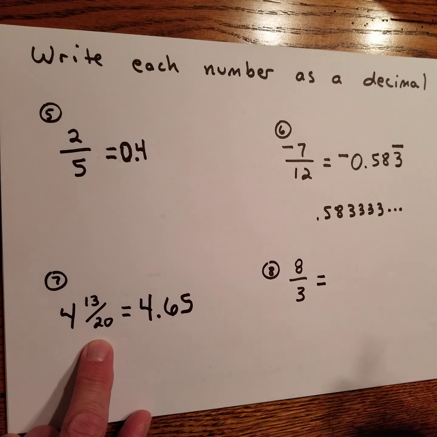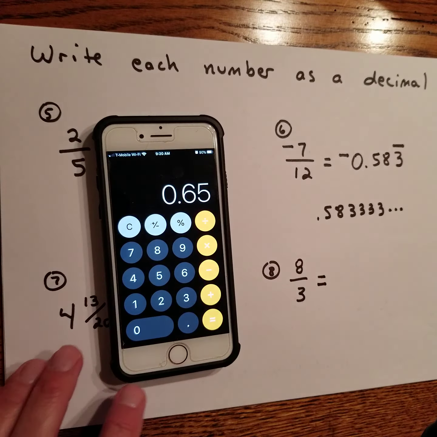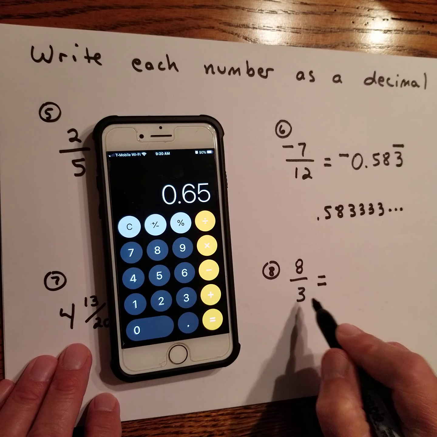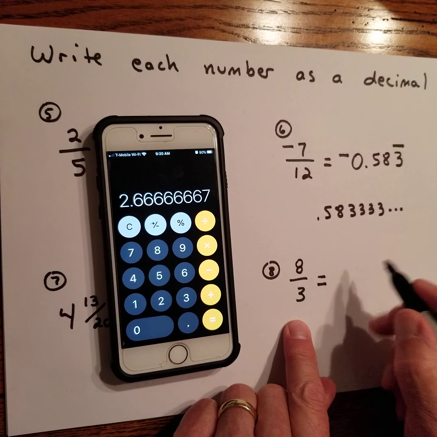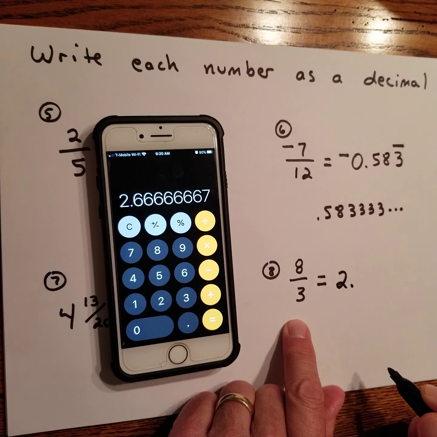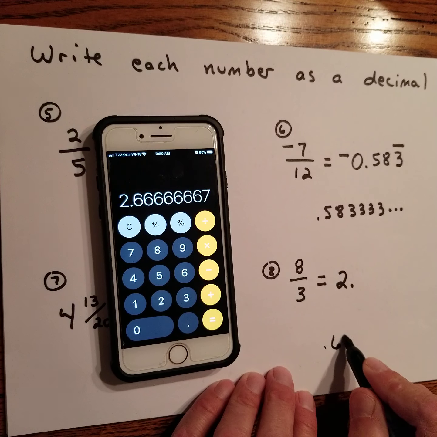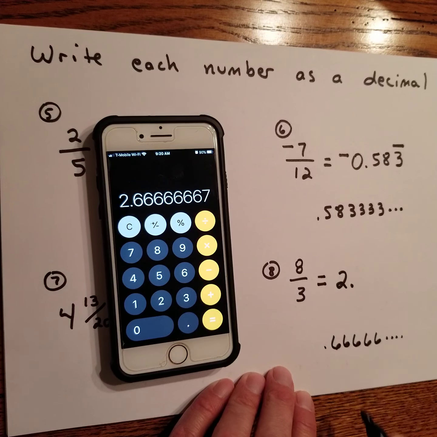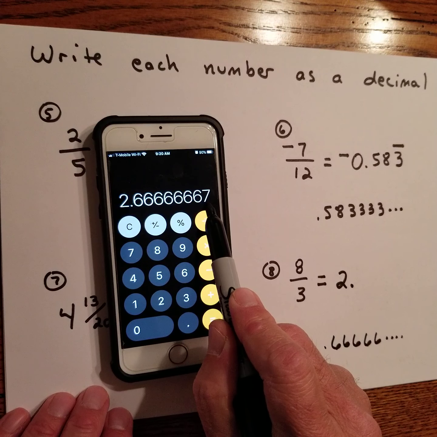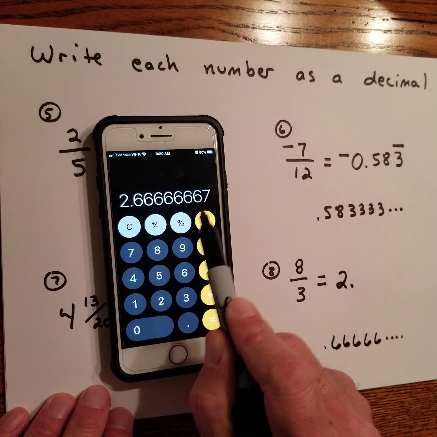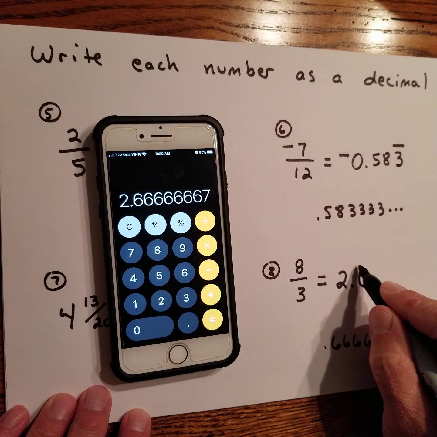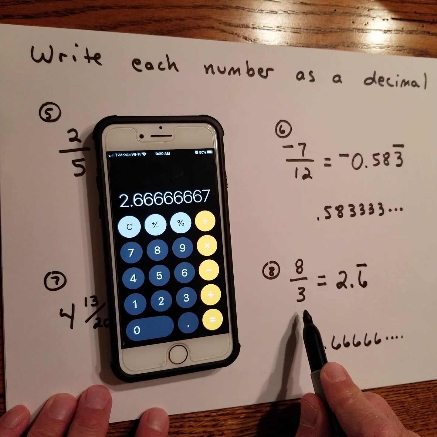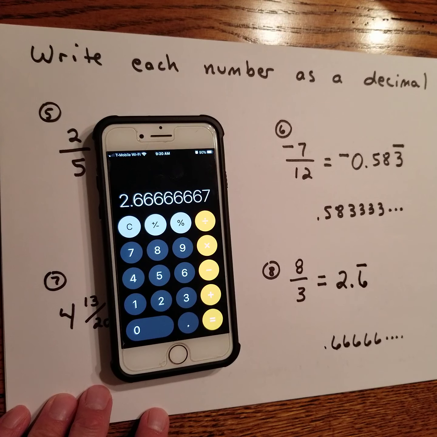Will number 8 terminate or repeat? Let's try it. We'll go 8 divided by 3. Well, that's an improper fraction, so my answer is bigger than 1. It's 2 point, but then those 6's repeat. Now at the end they put a 7, like it doesn't repeat. All they're doing there is rounding off. This really means that these 6's repeat forever. And when the 6's repeat forever, that's when we use the bar. 8/3 is 2.6 repeating. That's the way I want you to show your answer for a problem like number 8.